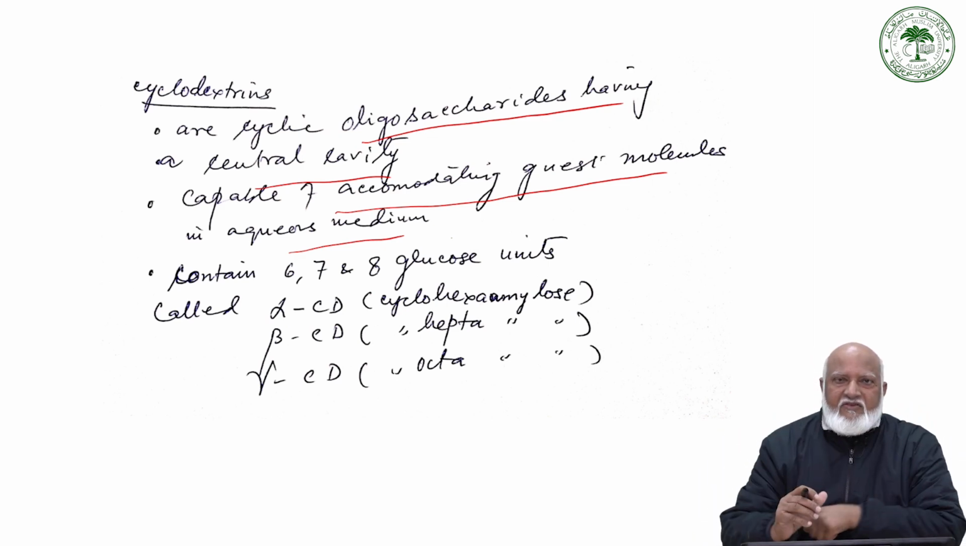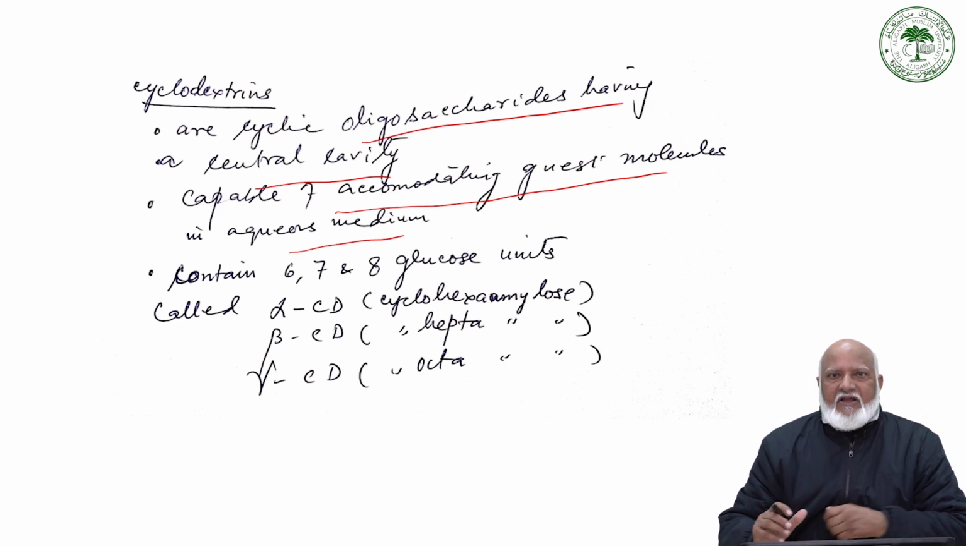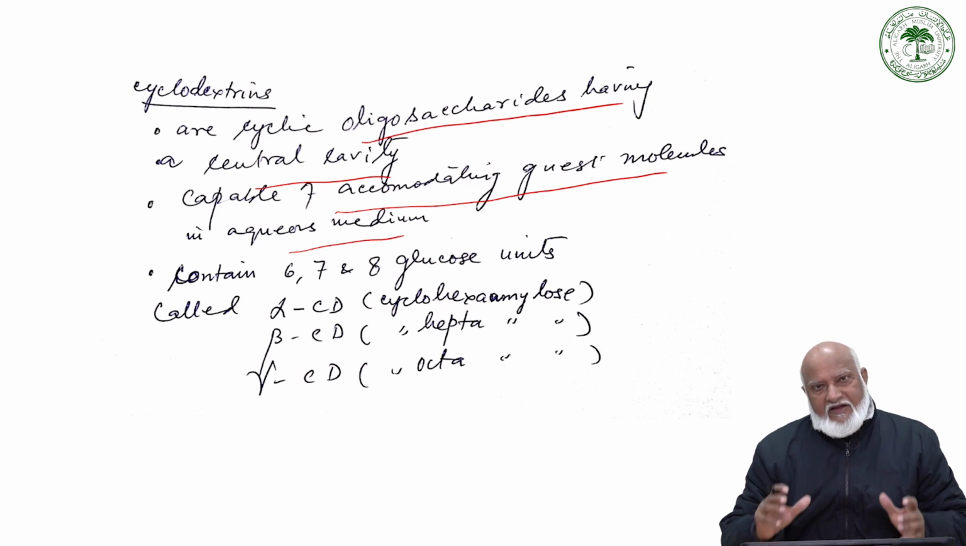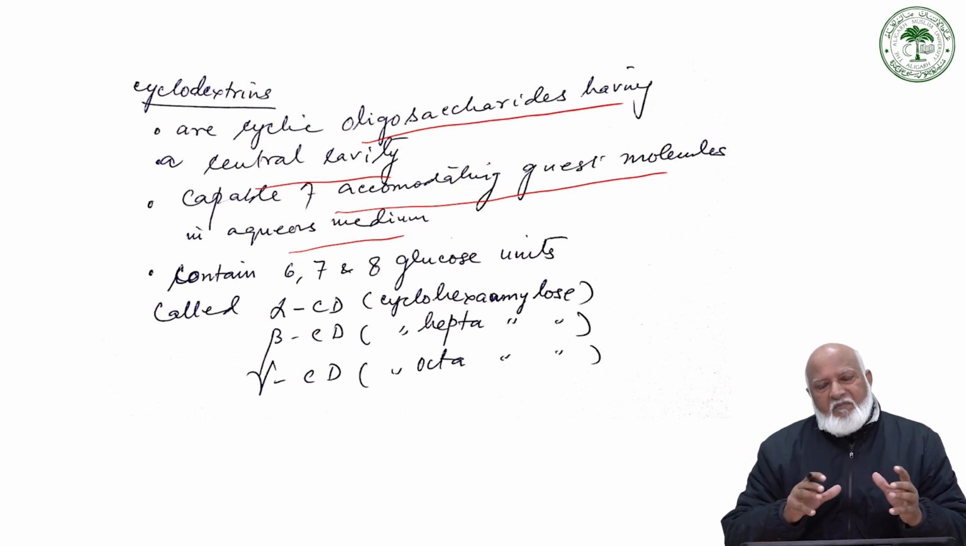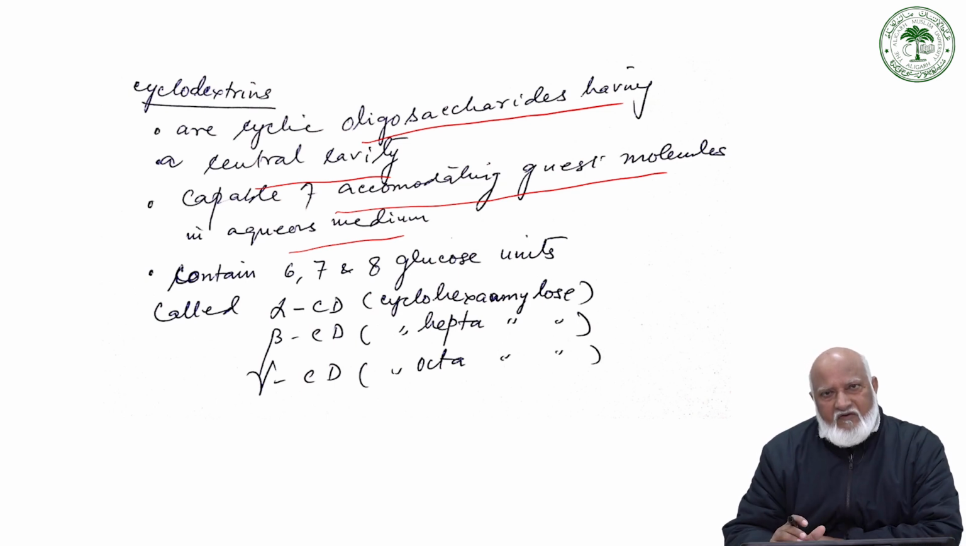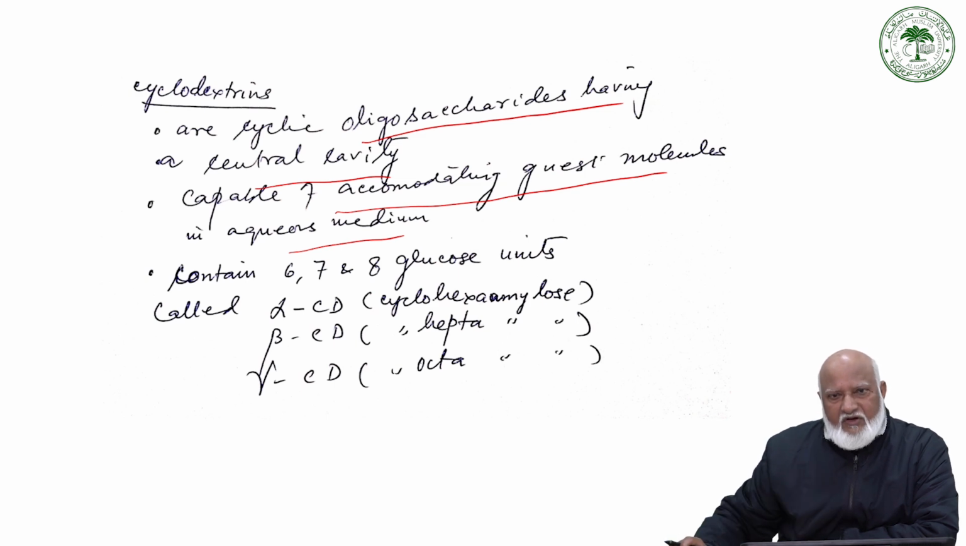So when the benzene ring goes inside, it's just like a constrained medium, and then the free movement of the molecule is restricted. It can be held up in the cavity, and then free movement is not possible, and it can give a particular type of reaction. That is what we are going to see here.